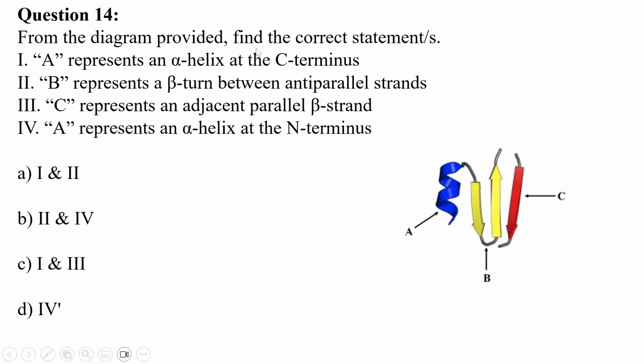From the diagram provided, find the correct statement. So we have 4 statements given and here's the diagram. We have alpha helix and beta sheets here. We are asked: A represents an alpha helix at the C terminus. Second statement is B represents a beta turn between antiparallel strands. C represents an adjacent parallel beta strand. And the fourth statement is A represents an alpha helix at the N terminus.